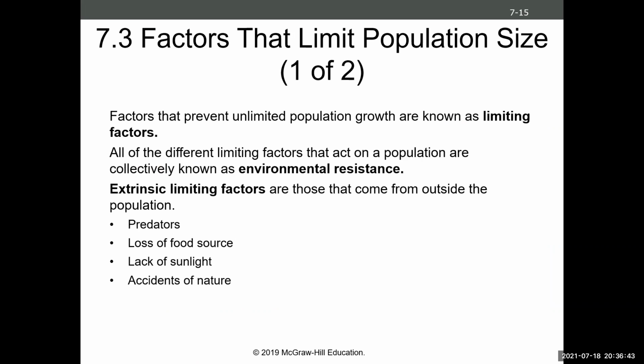And so there are factors known as limiting factors that create a scenario that prevents unlimited population growth from happening. And these different limiting factors are known as environmental resistance. Okay. Now we can have extrinsic limiting factors. So this is outside of the population itself. So things like predators, right, or resources, lack thereof, or just disasters, wildfires, tsunamis, hurricanes, etc.